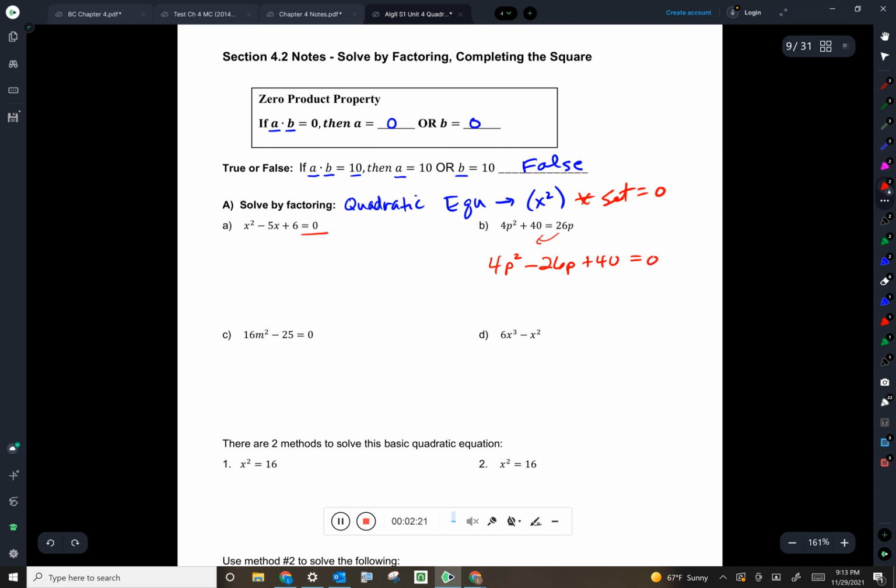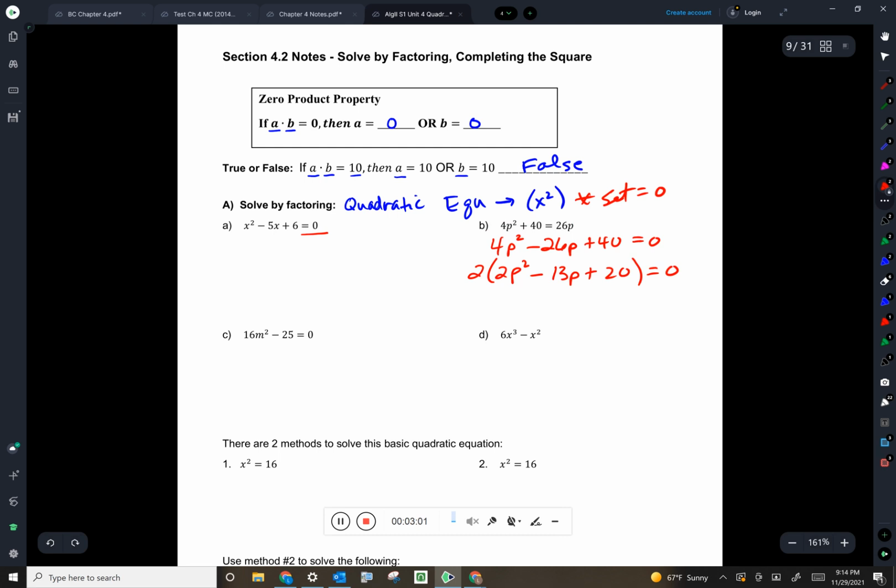Notice I put it in the middle because don't we normally see the squared term and then the single term and then the constant? So first thing you always have to do is set equal to 0. Once you have it set equal to 0, you factor. If I were to factor this, first of all, 4, 26, and 40, couldn't I take out a common factor of 2? Remember, we always look for a common factor first. So let's take out a common factor of 2. It's going to leave me with 2p squared minus 13p plus 20.